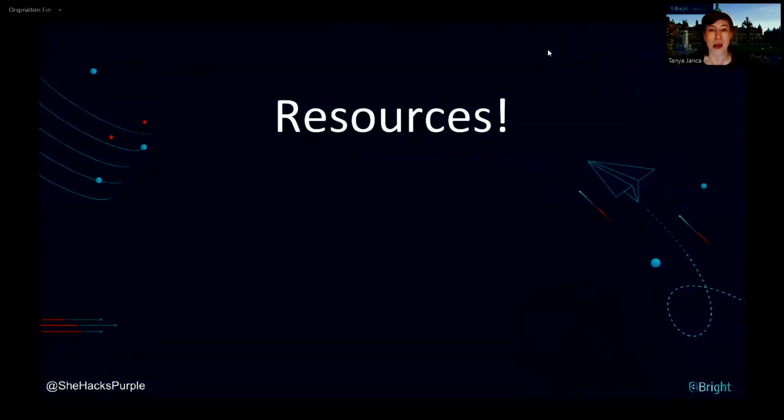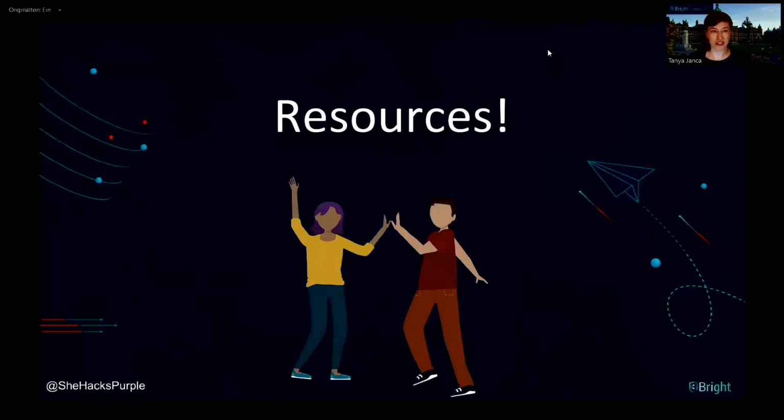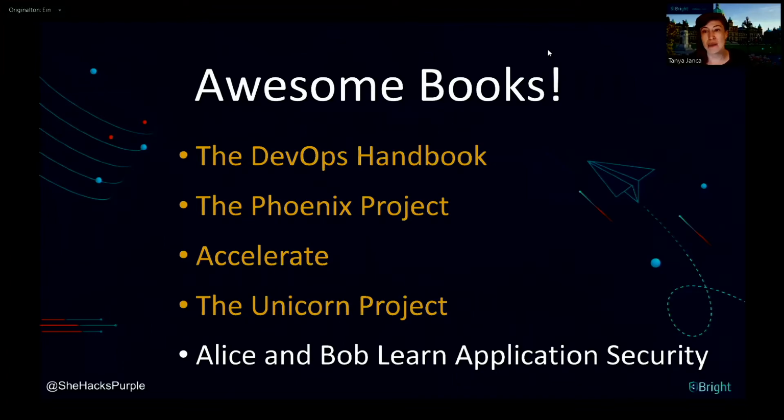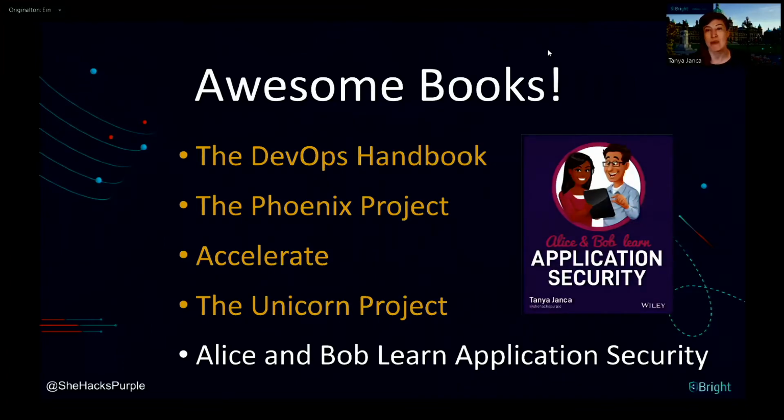But anyway, I have a couple free resources I want to give you. Some are free. The books are not free, but everything else is free. So first of all, I have a podcast, the SheHacksPurple podcast, where this season we're learning little tiny security lessons. So you can subscribe on any platform or watch it on YouTube. These are all books about DevOps, except mine, which is about security, and I have a chapter about DevOps. I think we can't do security right unless we're doing IT right. And I think DevOps is the most efficient and effective and, quite frankly, fun way to make software.